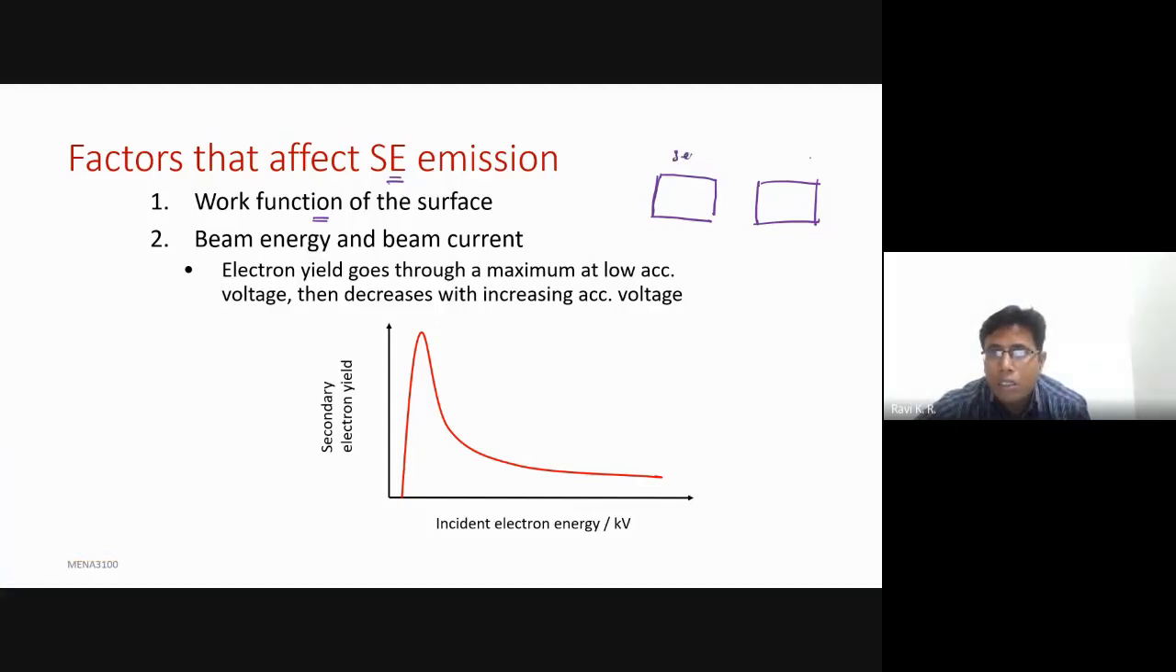Let's say 3 eV, 10 eV. So now you have an incident beam, let's say 5 kV. Here also 5 kV. So which one is going to give, let's say this is your sample 1, this is your sample 2. Which one is going to give you more secondary electrons? Sample 1 or sample 2?